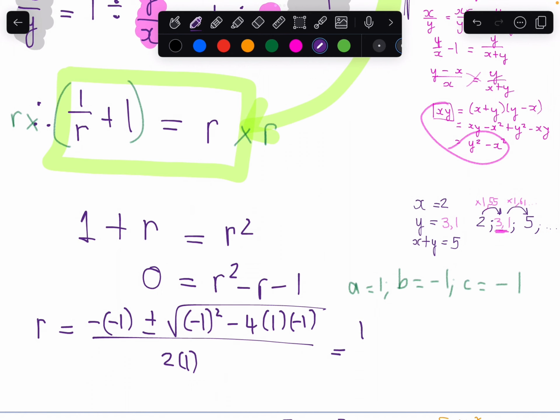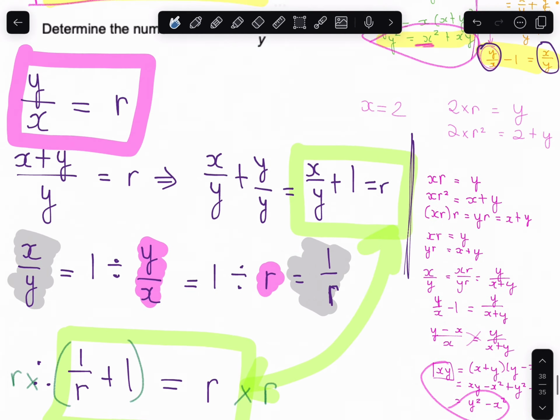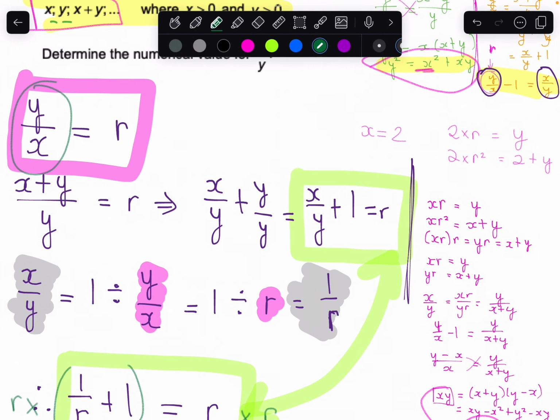So that is 1 plus or minus, in here we end up with 1 plus 4, which is 5, divided by 2. Okay, but we were told that x and y are positive, so that means the common ratio must be positive as well. So r is positive, right? So therefore r is equal to 1 plus root 5 over 2. Okay, and remember r is y over x.